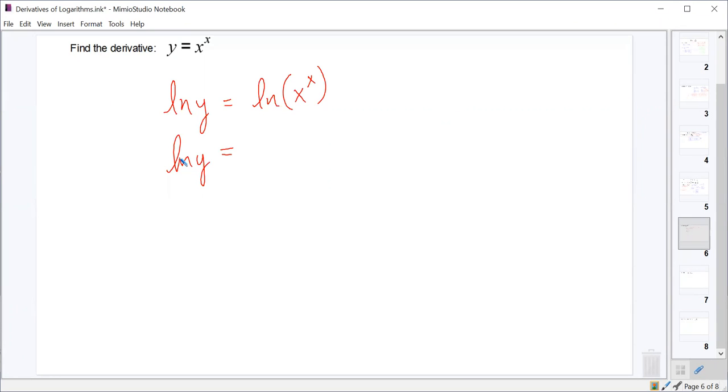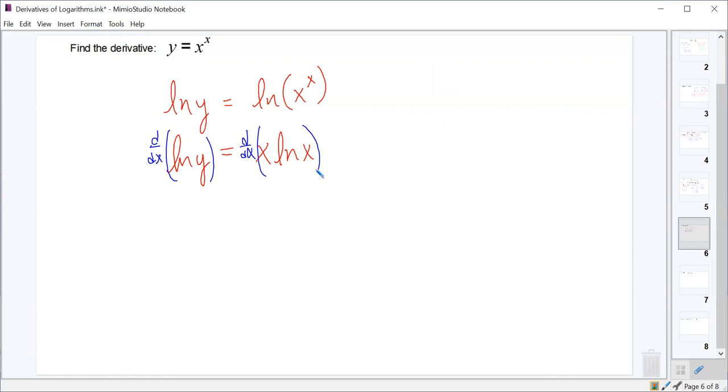Can you rewrite it as x times natural log of x? Yes, definitely. Pull that power out to the front. Exactly. So now that we've done that, what can I do with both sides of this? Differentiate implicitly. Yep, differentiate implicitly. So I'll write this here in a different color. The derivative with respect to x of both sides of this.